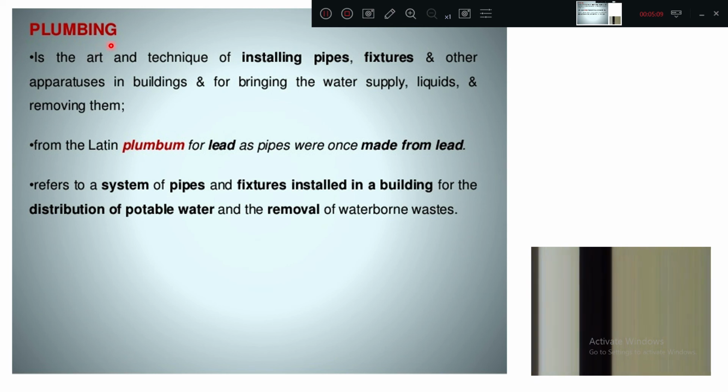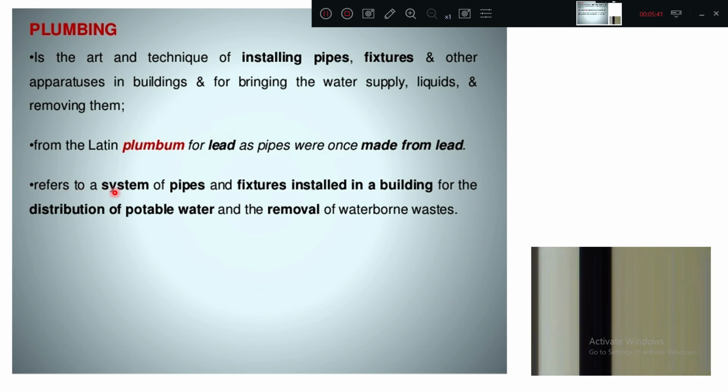Plumbing. What do you mean by plumbing? It is the art and technique of installing pipes, fixtures and other apparatus in buildings for bringing water supply, liquids and removing them. Both supply and removing, the technique. It is the technique where pipes, fixtures and other things are installed. That's called plumbing. From the Latin word plumbum, for lead, as pipes at that time were manufactured using lead.